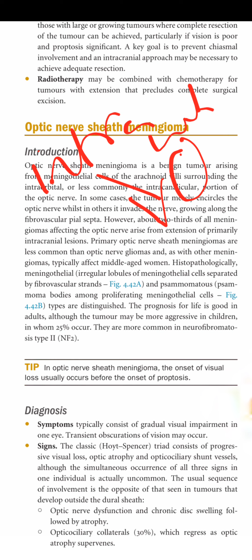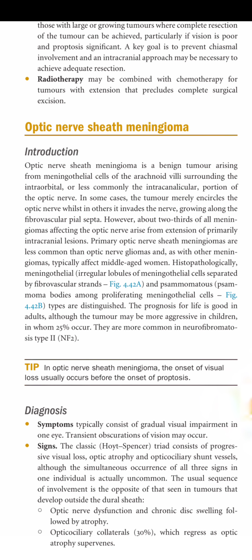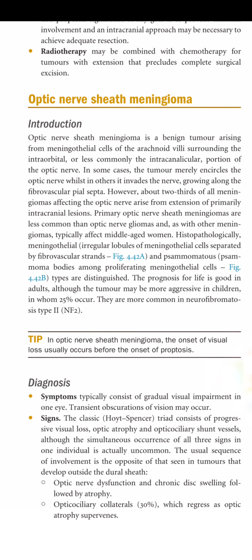Primary optic nerve sheath meningiomas are less common than optic nerve glioma, and as with other meningioma, typically affect middle-aged women. So it typically affects the middle-aged women. Histopathologically, irregular lobules of meningothelial cells separated by a fibrovascular strand, and psammomatous bodies among the proliferating meningothelial cells, are distinguished.